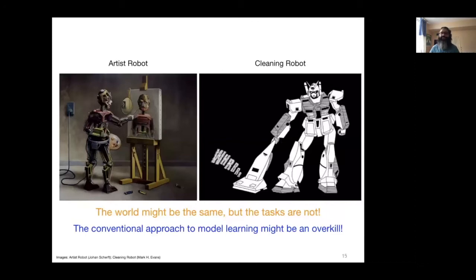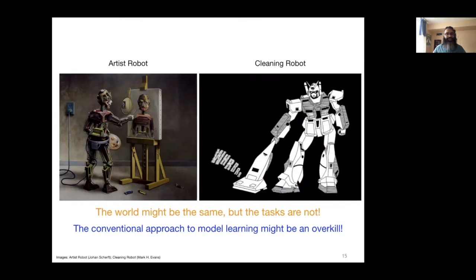Maybe another example. Suppose you have two robots. One of them is an artist robot, the other is a cleaning robot. Suppose the robots are exactly the same physically. I couldn't find the same picture of these two robots, but suppose they are the same or very similar, with the same actuators and same sensors, but their tasks are different. One of them is supposed to be in a building and clean the building. The other is supposed to go into a building, or some environment, try to get some impression of the environment, and then paint it accordingly. And suppose we somehow want to solve both problems using model-based RL.